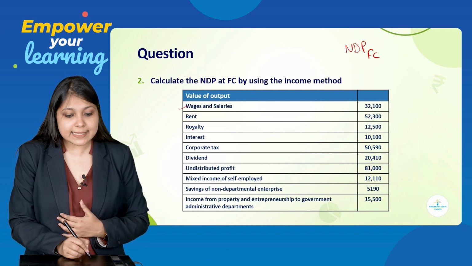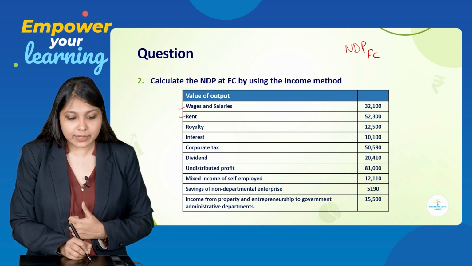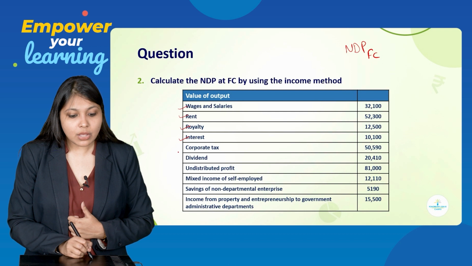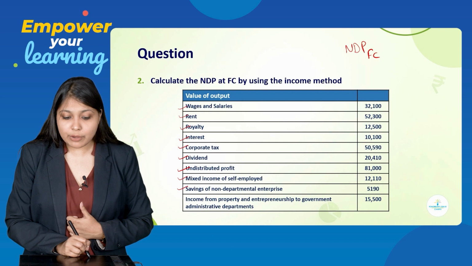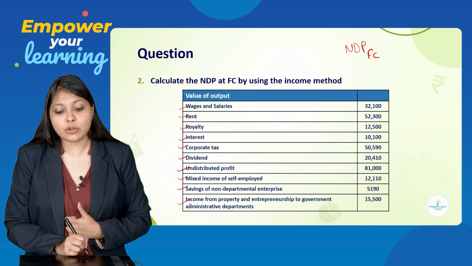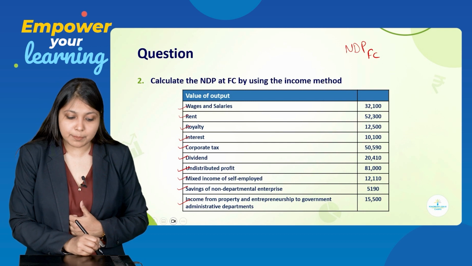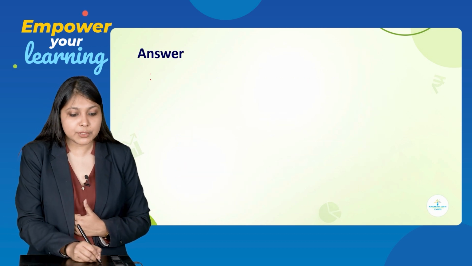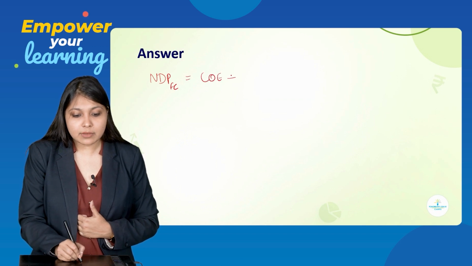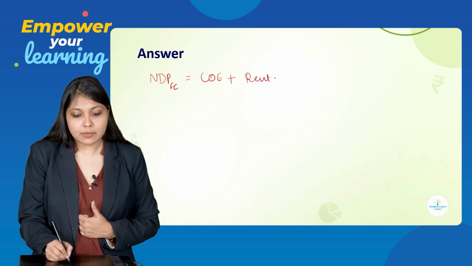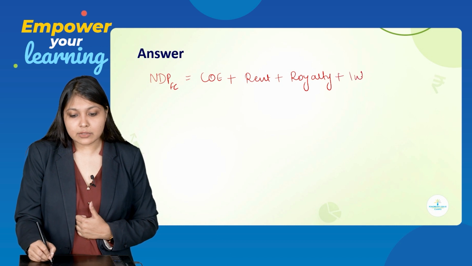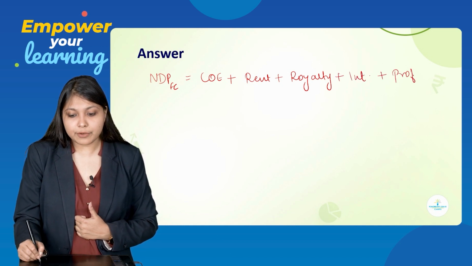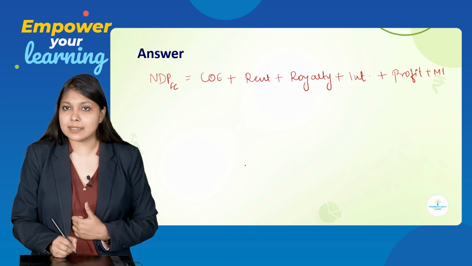So, wages and salaries is given, rent, royalty, interest, corporate tax, dividend, undistributed profit, mixed income, saving of non-departmental enterprise, income from property and entrepreneurship to government administrative departments. Okay. NDP at FC formula: compensation of employees plus rent plus royalty plus interest plus profit plus mixed income.